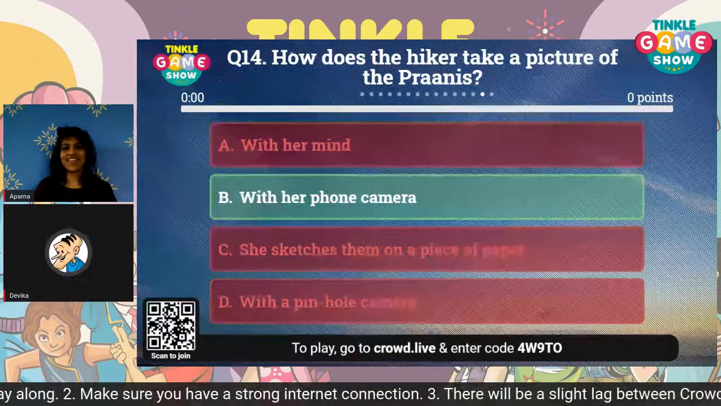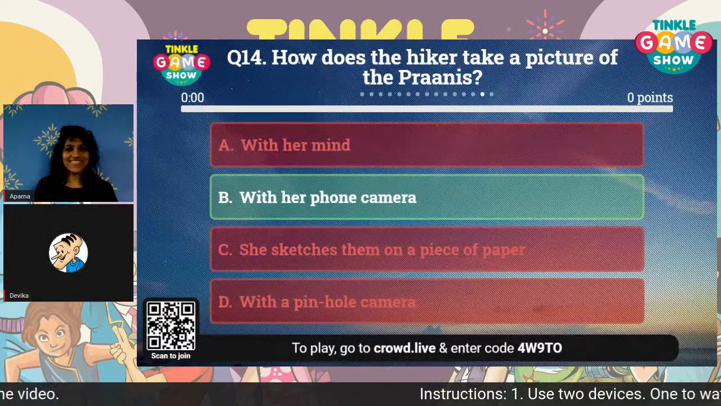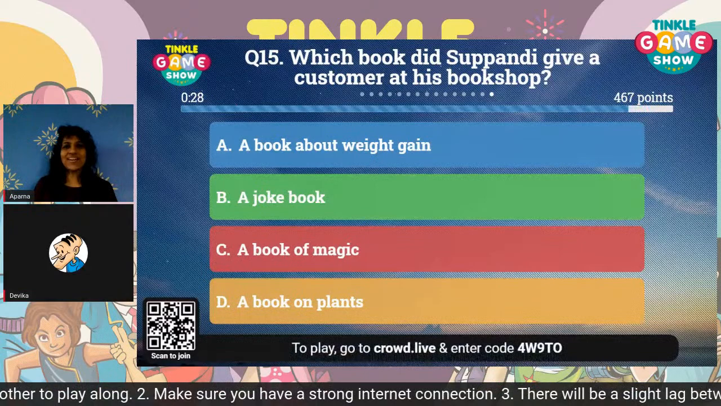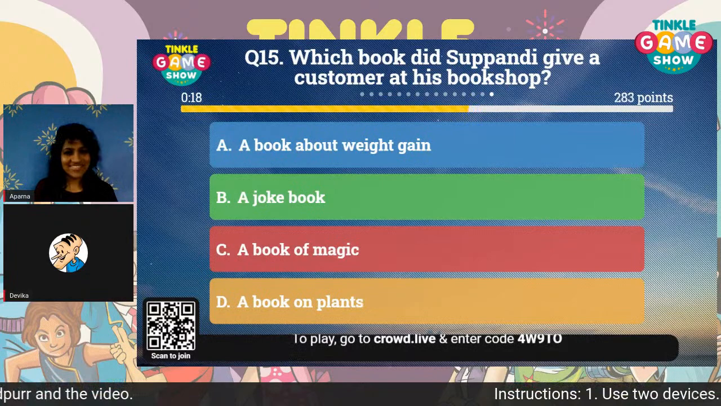Okay. Last question of episode 2. You guys, I'm so excited. Okay, this is it. Stakes are really high. 500 points for you to take away with this question. There you go. Which book did Supandi give a customer at his bookshop? A, a book about weight gain. B, a joke book. C, a book of magic. Or D, a book on plants.